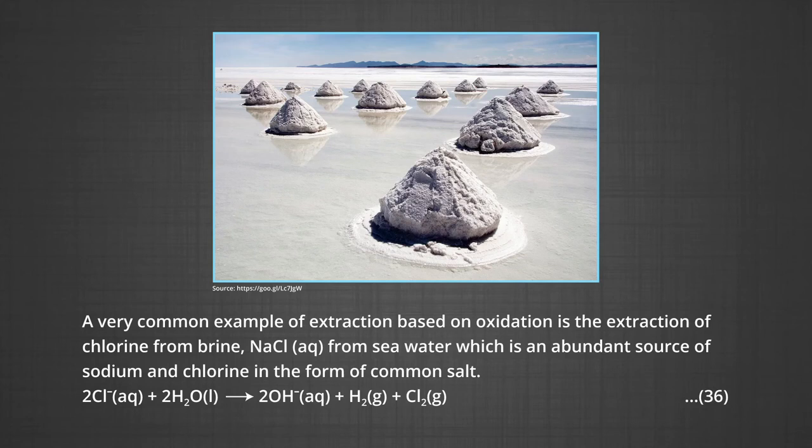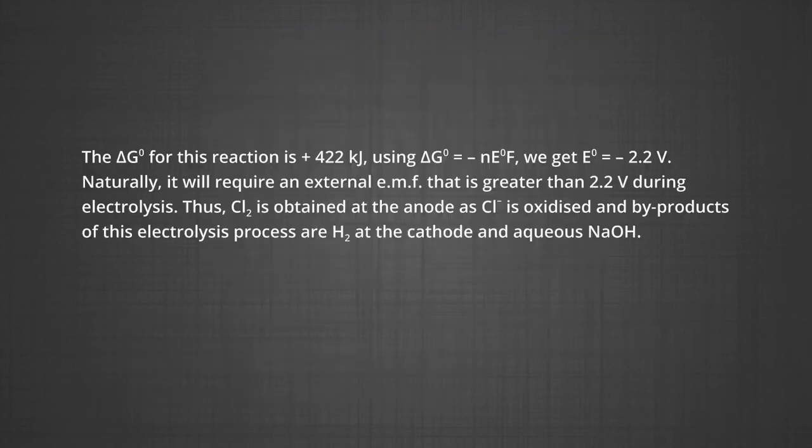As in the reaction, chloride ions react with water to form hydroxide ions and hydrogen, and release chlorine gas. The delta G naught for this reaction is positive, that is positive 422 kilojoules. Using delta G naught is equal to minus nFE naught, we get E naught is equal to minus 2.2 volts. Naturally, it will require an external electromotive force that is greater than 2.2 volts during electrolysis.